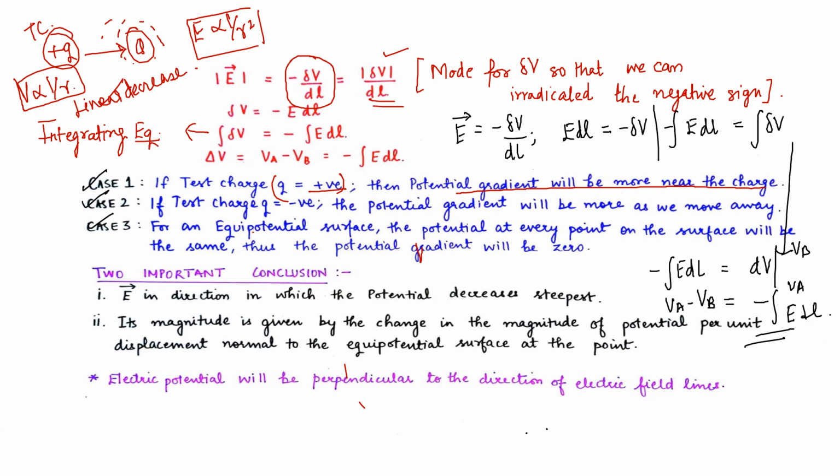Now, case number 2, when the charge given is negative, potential gradient will be more as we move away. Now, our charge is negative. So, when it is positive, when we will come near, potential will increase. I will write over here so that it will be more clear to you all.